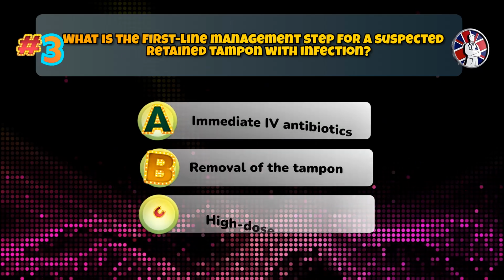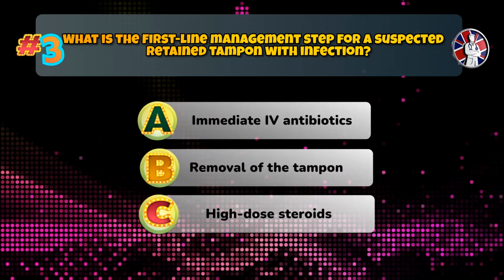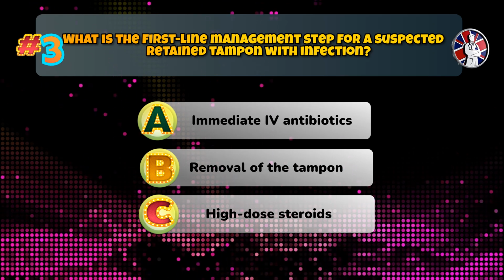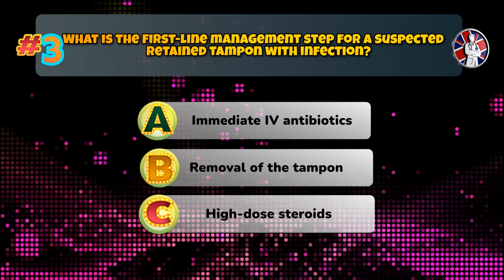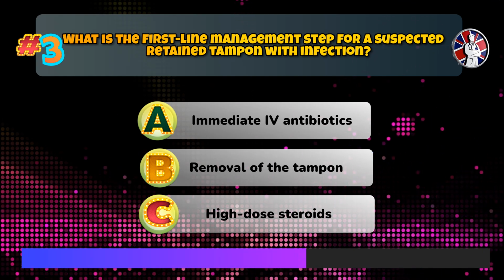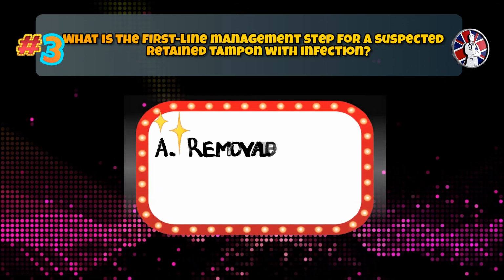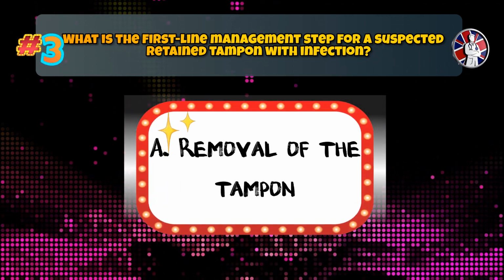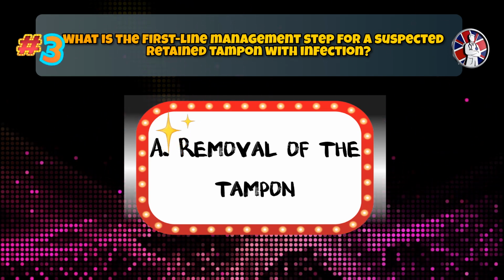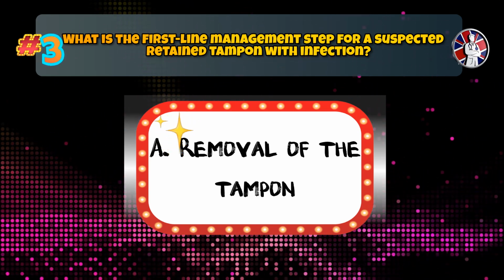What is the first-line management step for a suspected retained tampon with infection? A. Immediate IV antibiotics. B. Removal of the tampon. C. High-dose steroids. Answer. A. Removal of the tampon. The first step is removing the tampon to eliminate the source of infection. IV antibiotics and supportive care follow.